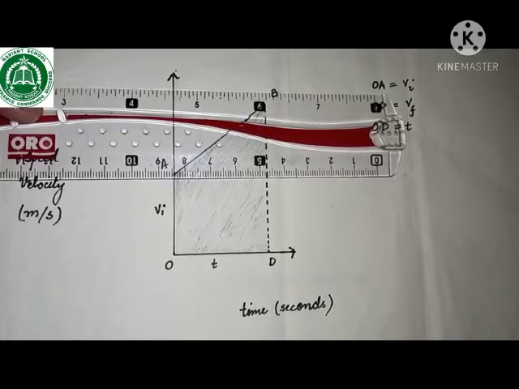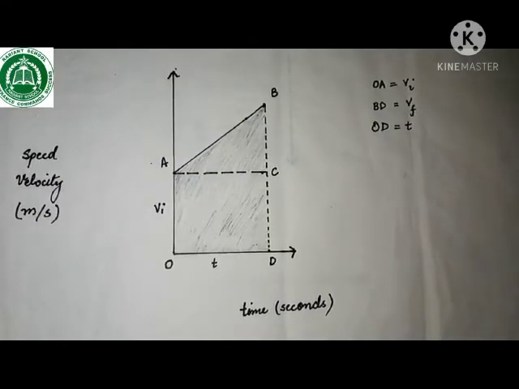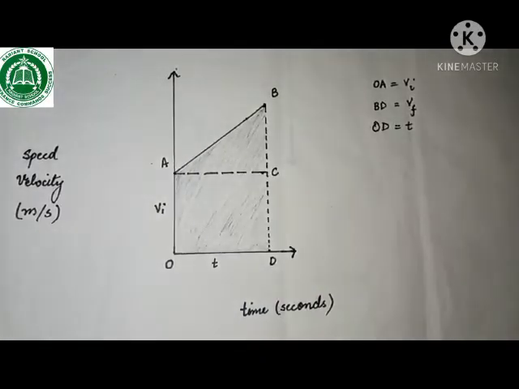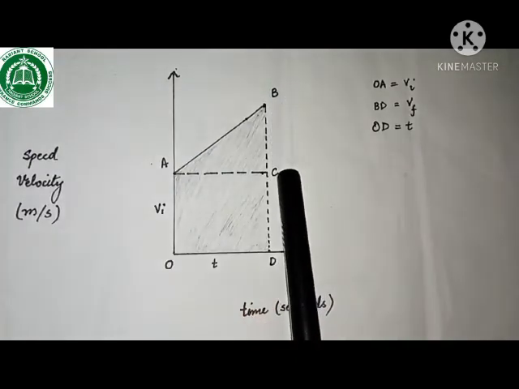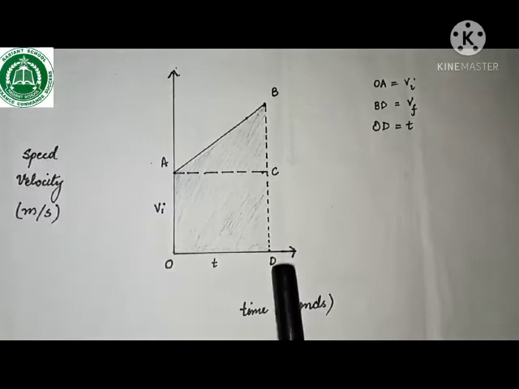The next step is, I'm going to draw a horizontal line from A on this line BD. As you can see from the diagram, this AC has changed the OABD diagram into two somewhat familiar geometrical shapes. One is the triangle ABC and the other one is the rectangle OACD.